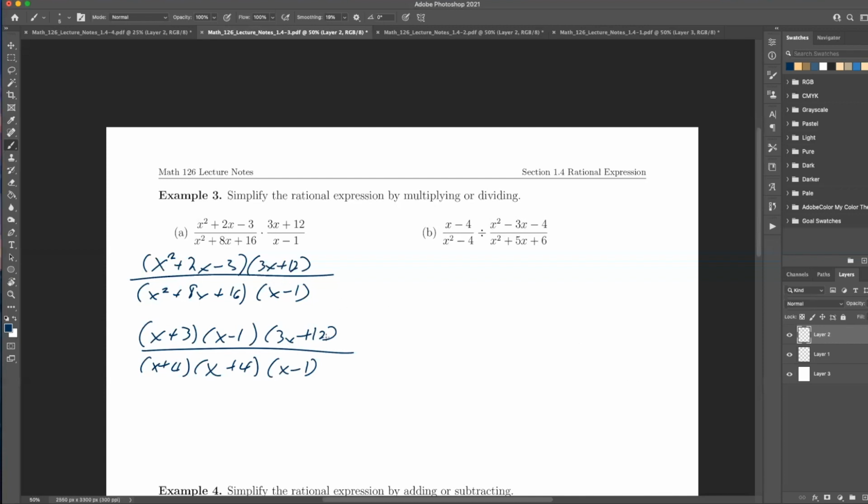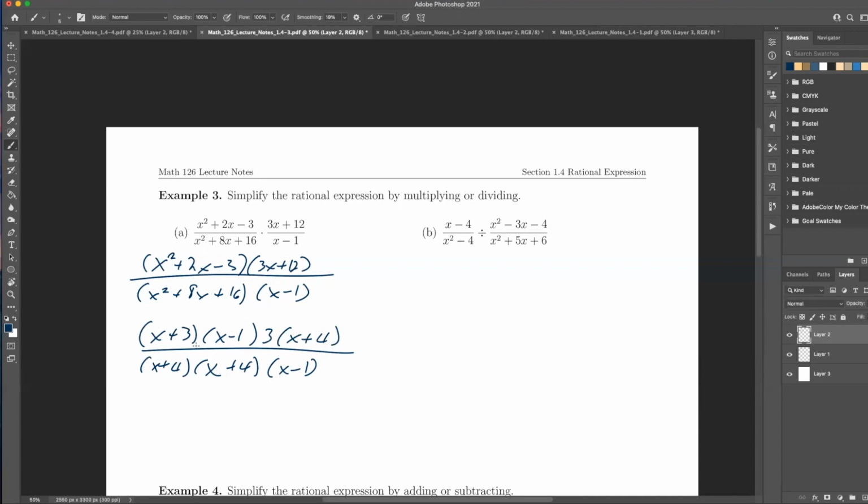Oops, I could have done one more thing. Let me do that now so I don't run out of room. Sorry for that. Can I factor something out of here? And the answer is yes. I can factor a 3 out. So I can have a 3x plus 4. There we go. All right, now these are all factors.